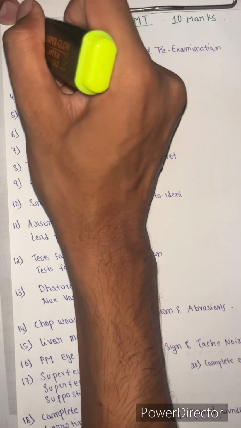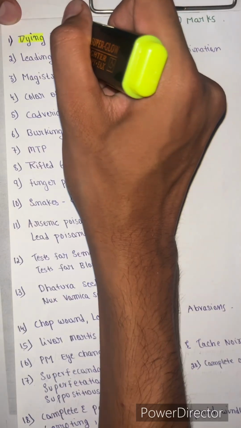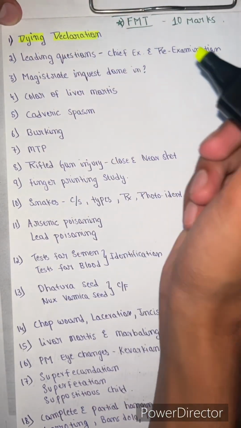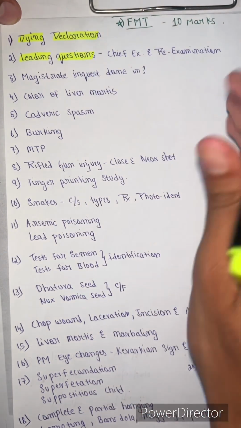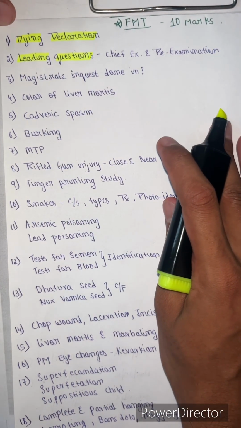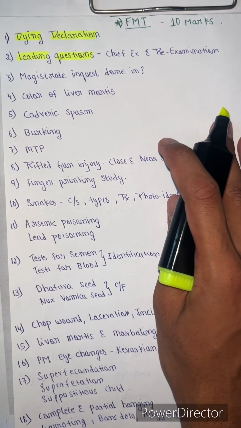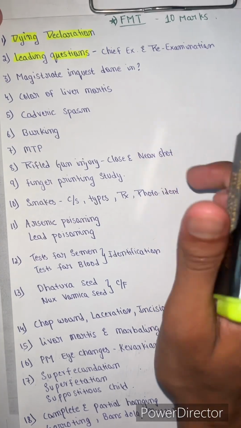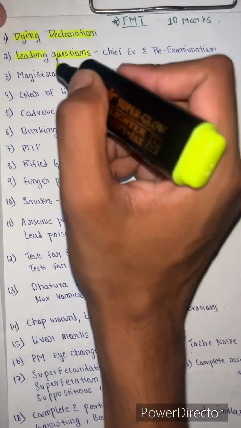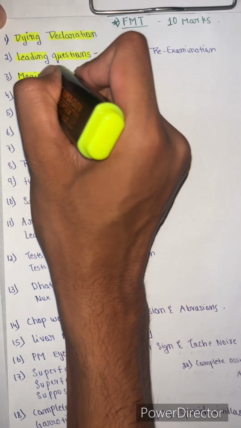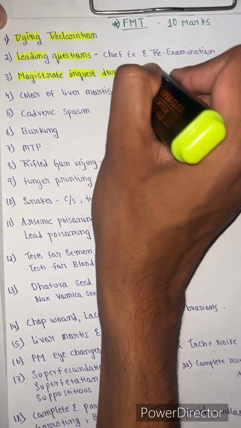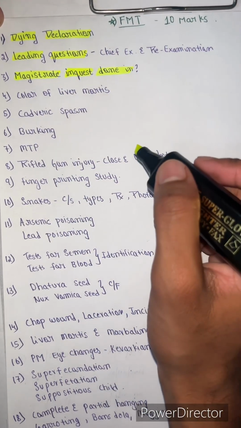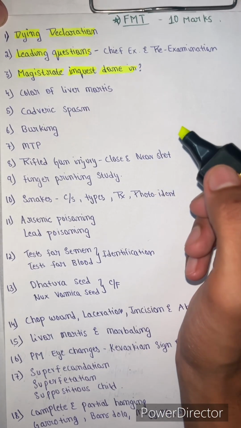First is dying declaration. Dying declaration is very important. Know about it very well. Next, we have leading question. The question will be asked like, leading questions are permitted in which condition? Like chief examination, re-examination, dying declaration. You should know about leading question very well. Next, we have magistrate inquest is done in. What are the conditions where a magistrate will do an inquest? And know about police inquest also.